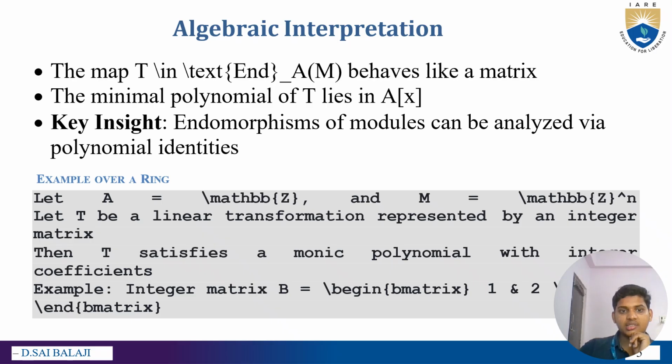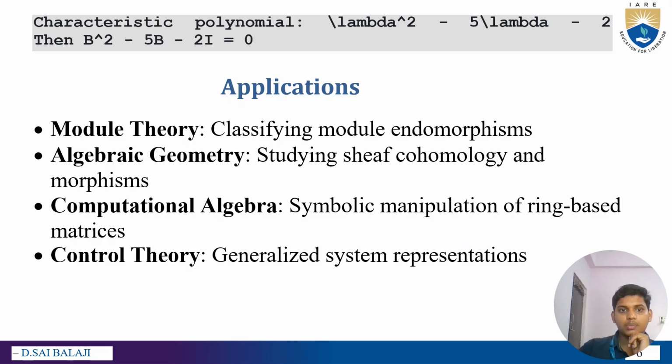Here you can see the example over a ring. One minute, I can show you. The characteristic polynomial is lambda squared minus 5 lambda minus 2. Then B squared minus 5B minus 2I is equal to 0. Why did we get this? It is in the forward slide, oh sorry, it can't be done.